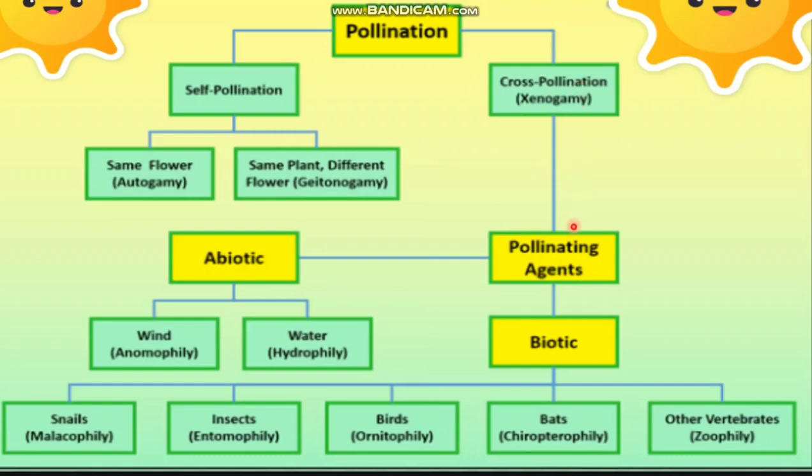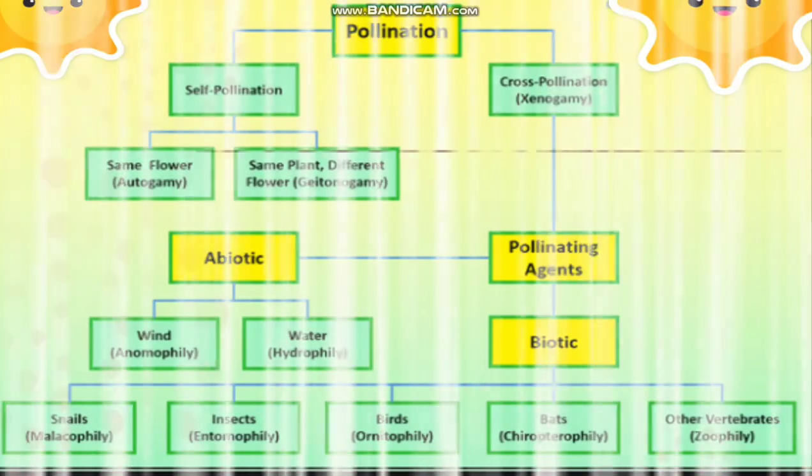It requires pollinating agents, which may be abiotic, that is non-living agents, or biotic, that is living agents. Under abiotic, the pollinators may be wind or water. Biotic pollinators are snails, called malacophily, insects, entomophily, birds, ornithophily, bats, chiropterophily, and other vertebrates, zoophily. So this is all under pollination.